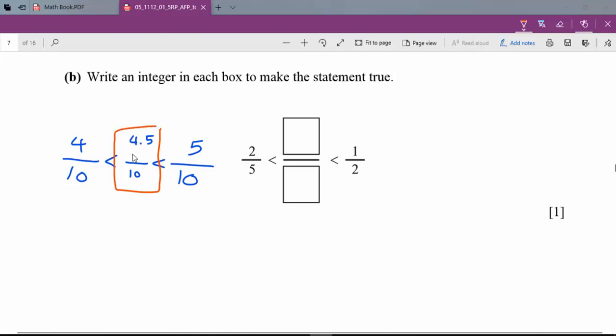Now let's work out an equivalent fraction to this one. If we double up and down, we will have 9 over 20. So this is a very reasonable fraction. So write an integer. The question doesn't say 1 digit or 2 digit. It says integer, and 9 and 20, they both integers. Done.